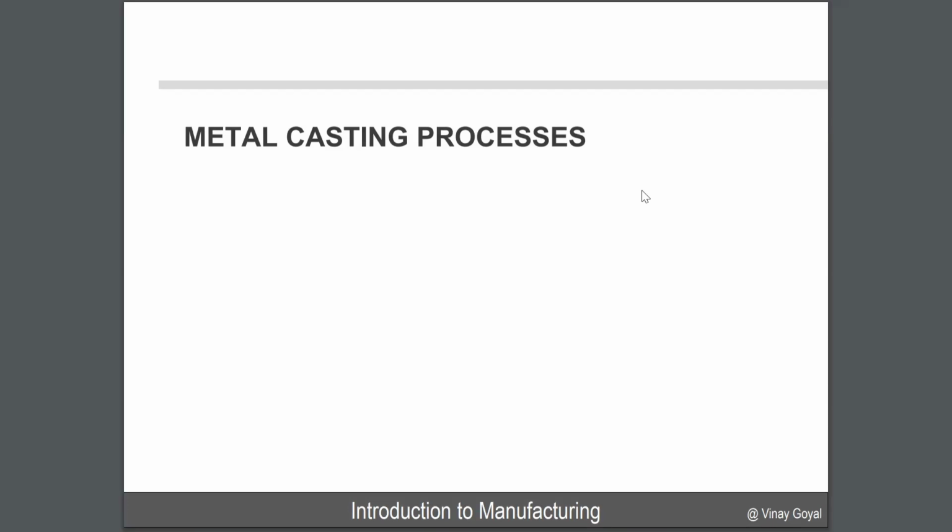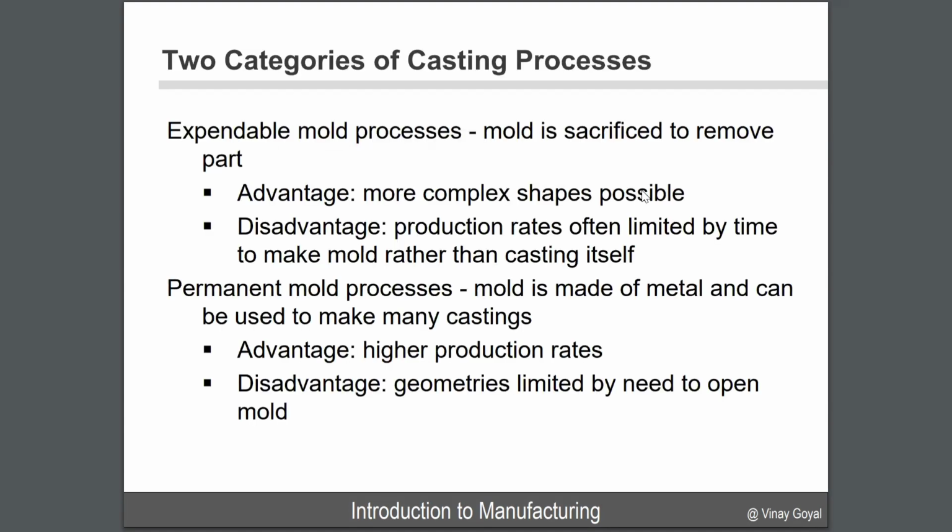So today's lecture will be covering metal casting processes. It's the second part of the lecture. We've previously covered metal casting processes, but today we're going to go a layer deeper. There are two categories that we talked about, the expendable mold processes and the permanent mold processes. Both of them had advantages and disadvantages, and we talked about those before.